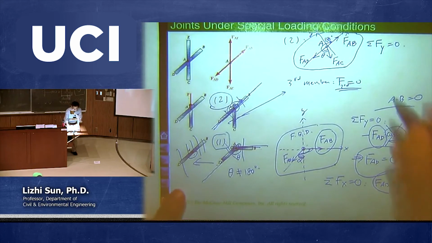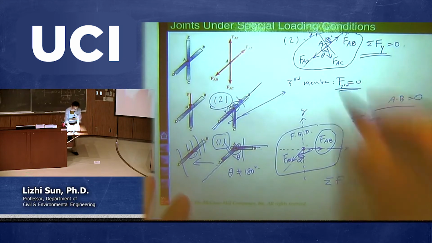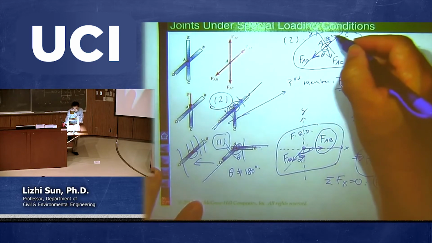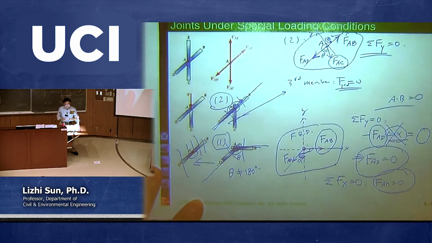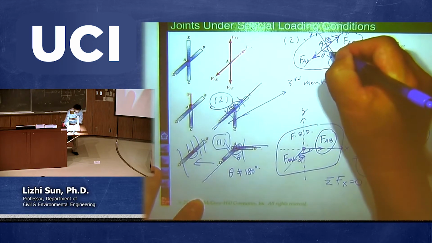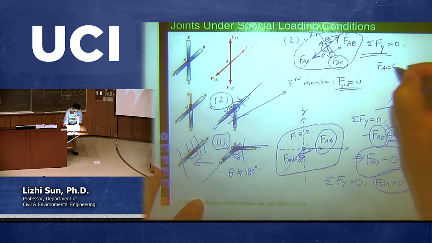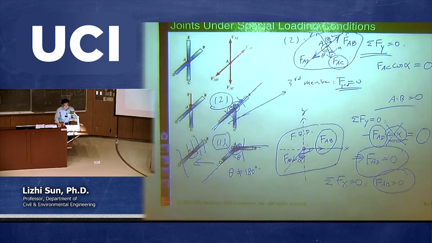So now, what are those forces in the y direction? This one does not have a y component, and this one does not have a y component. The only y component comes from FAC. So it's going to be FAC times, if you call this angle alpha, FAC times cosine alpha, equal to 0. And again, put a negative here.